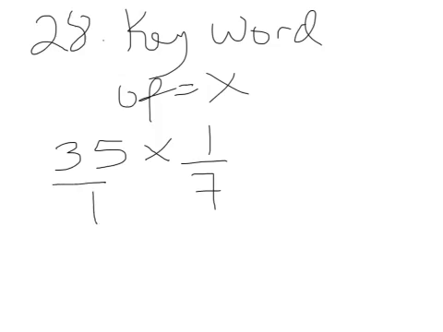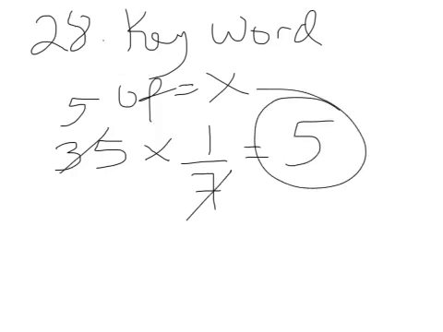Okay, so just write a 1 on the bottom. But you know what? I feel like doing lazy math, so I won't even do all that kind of work. I know that 7 goes into 35 5 times, and of course, 5 times 1 is 5. Bam. Done.